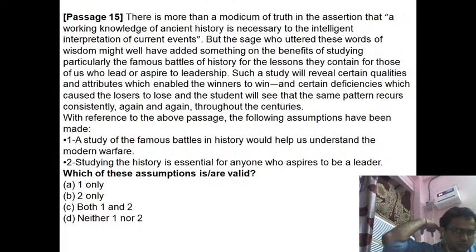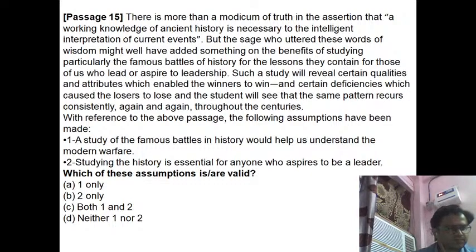See, there is more than a modicum of truth in the assertion that a working knowledge of ancient history is necessary to the intelligent interpretation of current events. But the sage who uttered these words of wisdom might well have added something on the benefits of studying, particularly from the famous battles of history, for lessons they contain for those of us who lead or aspire to leadership. See the important point over here. The sage has used these words for someone who leads or aspires to leadership.